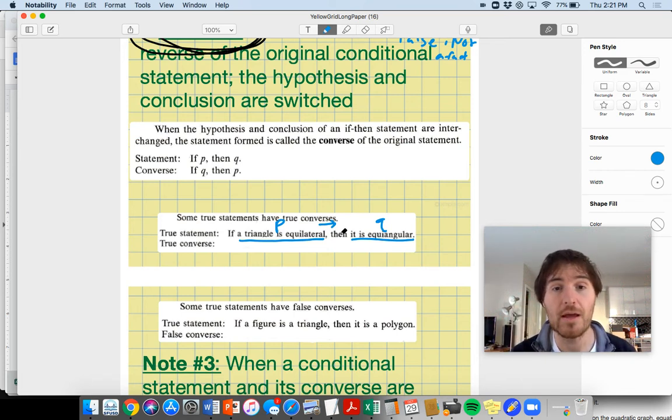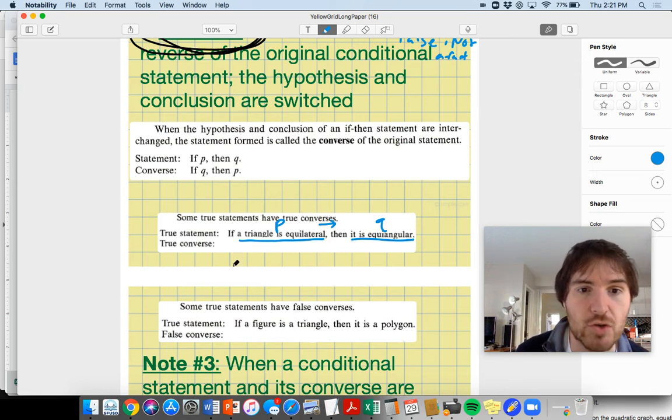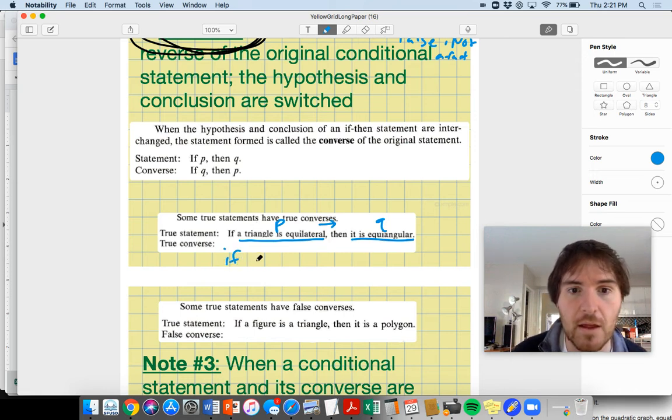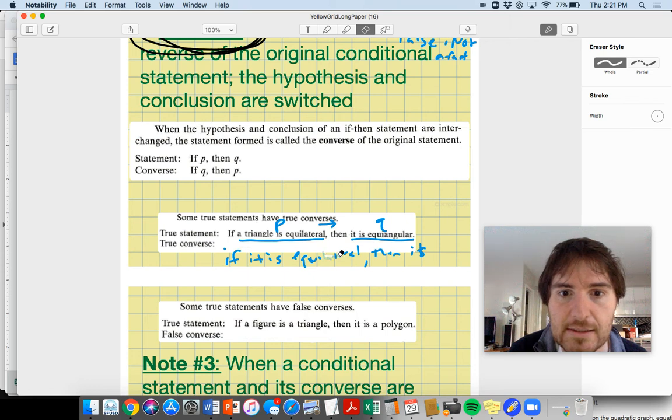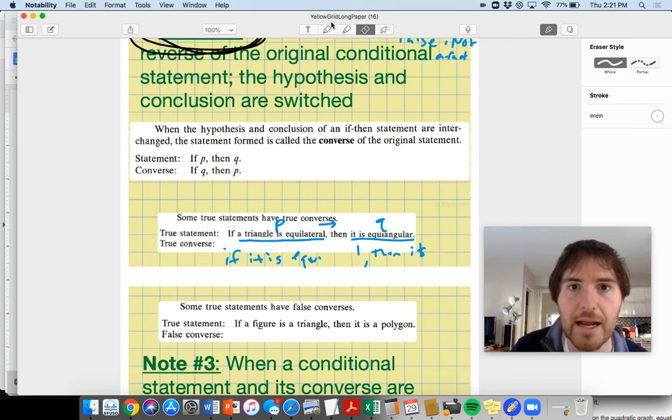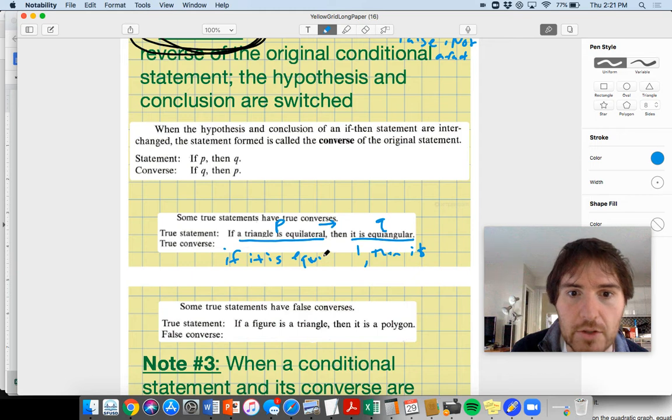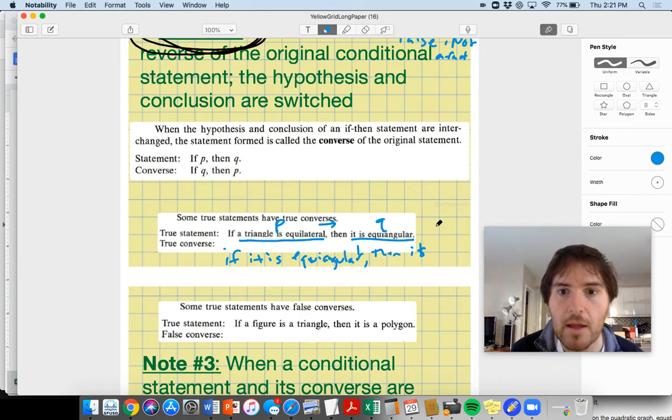So if a triangle is equilateral, then it is equiangular. If P, then Q. So we just need to reverse that. The true converse is going to be if it is equilateral, then it's, oops, sorry, it should be equiangular, because I got to use the conclusion over here, right? I got to use my conclusion. So, equiangular, then it is equilateral.